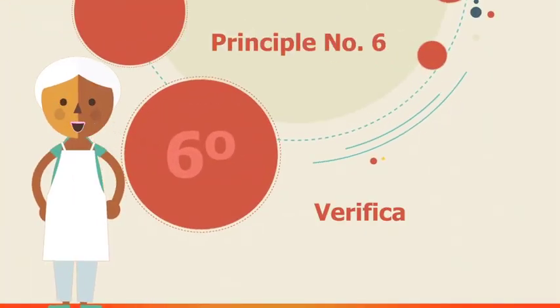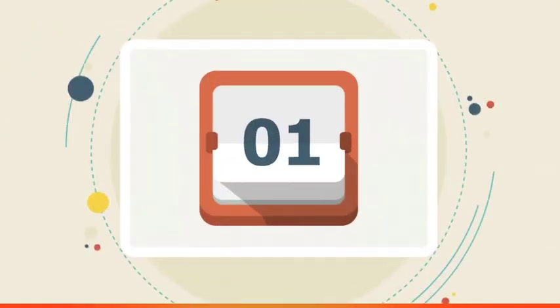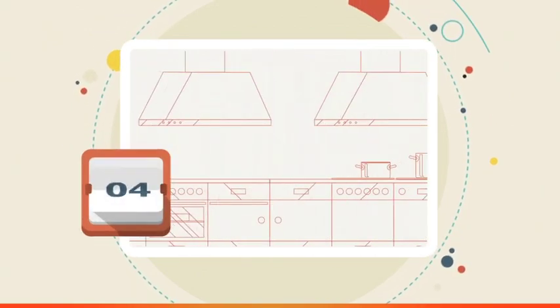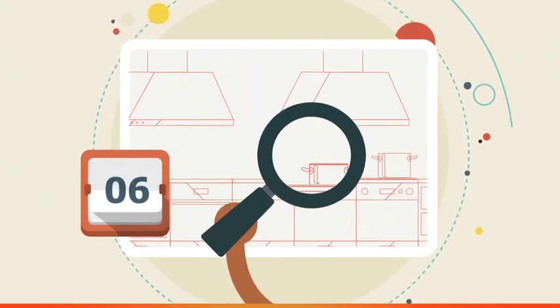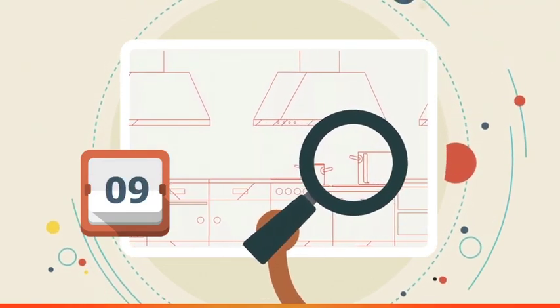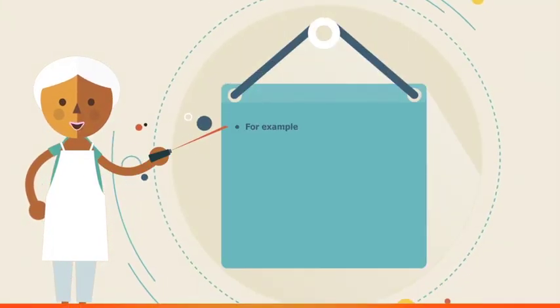The sixth work principle is verification and validation. It is important to check from time to time if your kitchen is meeting the standards set by HACCP. At the time of evaluation, the trick is to see with the eyes of someone from the outside, someone who is not part of the restaurant, and find out where you can improve HACCP standards.